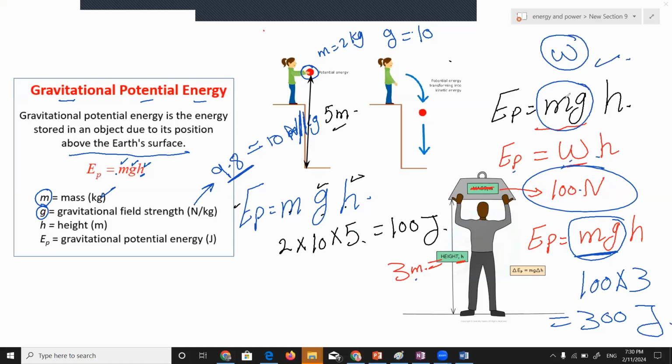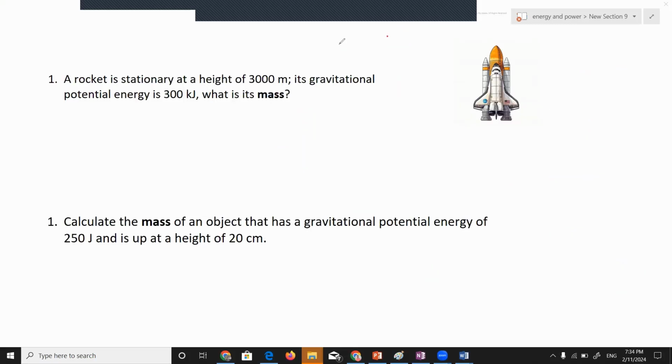Okay, guys, I hope you got this. Let's take another example and answer this problem together. A rocket is stationary at a height of 3,000 meters. So this is the height, 3,000 meters. It has a gravitational potential energy. Then the question asks about the mass. So mass, question mark.